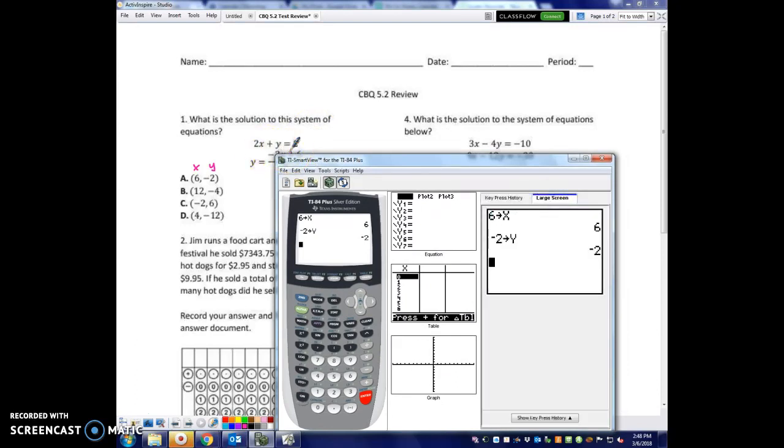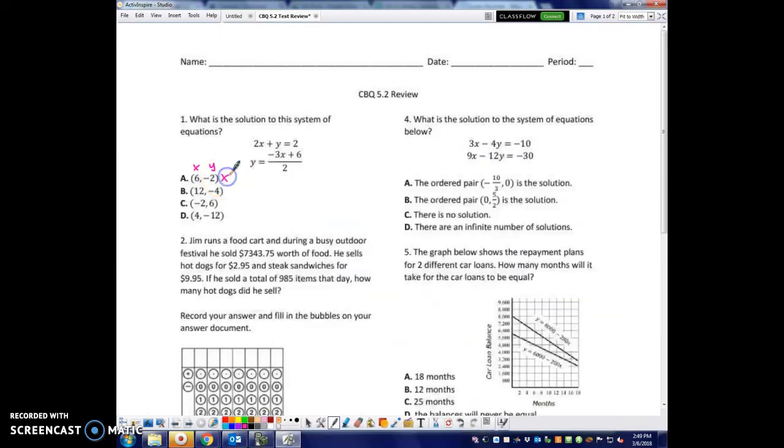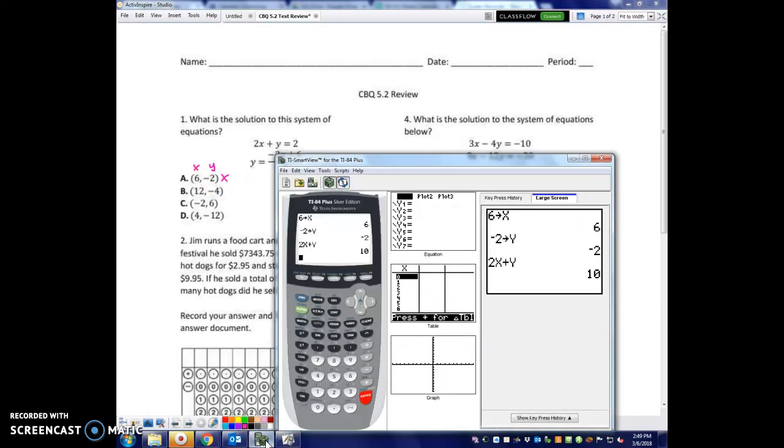Okay, and then I can type in this equation. 2x plus y, and see what it gives me. 2 alpha x plus alpha y. It tells me it's 10. Is that what we wanted? No, that's not what we wanted. Okay, so let's do the next one. 12 store alpha x and negative 4 store alpha y. Type in 2x plus y. 2 alpha x plus alpha y. It says 20. Is that what we're looking for? No.